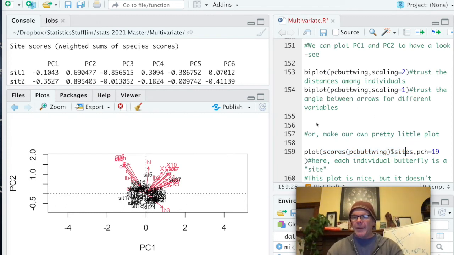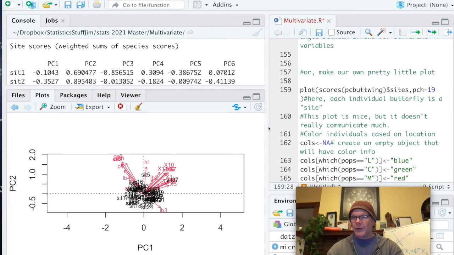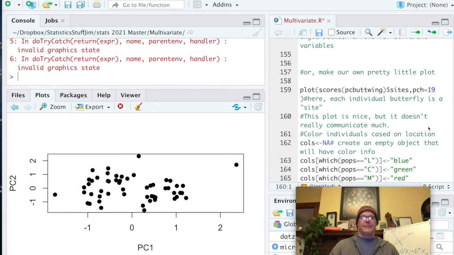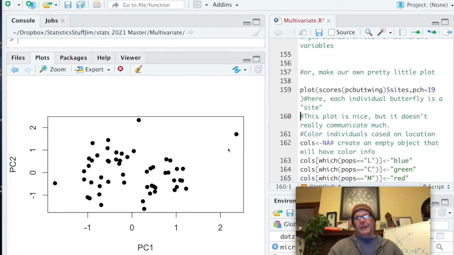Okay, so I'm going to start making a little bit of a pretty plot here. I'm going to extract those, and I'm going to say PCH equals 19 just because I like solid circles instead of the open circles that R usually does. So there's the plot of the data. Those are all my butterflies in PC space. And now you might step back and say, well, that's neat. What am I supposed to do with that? That's a really good question. This is not supposed to be a Rorschach test. This is supposed to be something informative so we can understand the variation in these butterflies. So what I'm going to do is color code each of those little dots for one of the 3 populations.